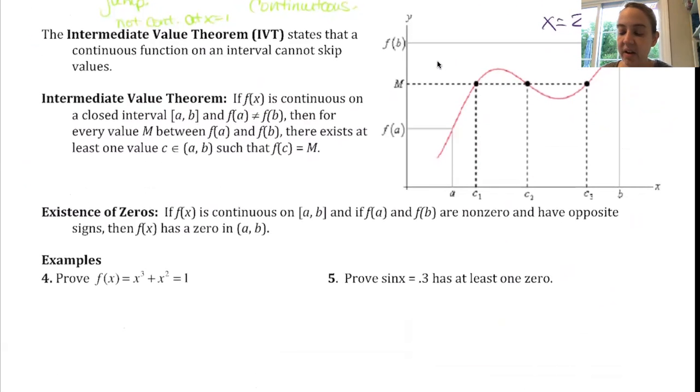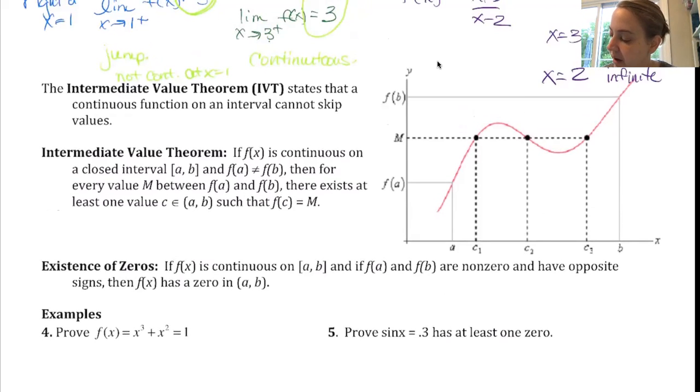Next thing I have is the intermediate value theorem. Intermediate means in the middle. So my intermediate value theorem talks about values in the middle. It states that a continuous function on an interval cannot skip values. That's kind of the English way to put it. So here's the mathy way. If f of x is continuous on a closed interval from a to b, and f of a does not equal f of b, then for every value m between f of a and f of b, there exists at least one value c such that f of c equals m. It's very, very wordy.